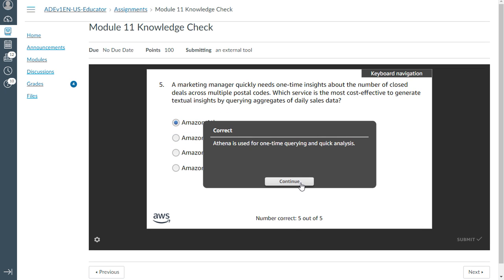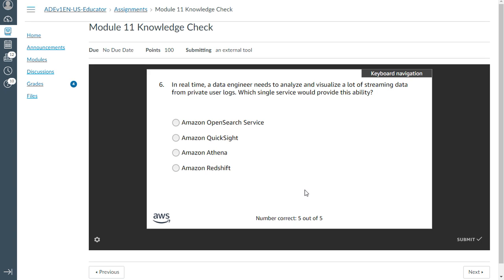Yeah, Athena. In real time, the data engineer needs to analyze and visualize a lot of streaming data from private user logs. Which single service would provide this ability? This is OpenSearch Service.